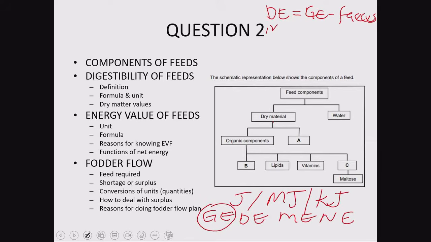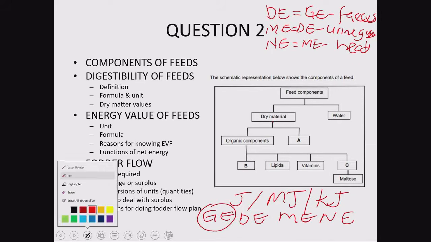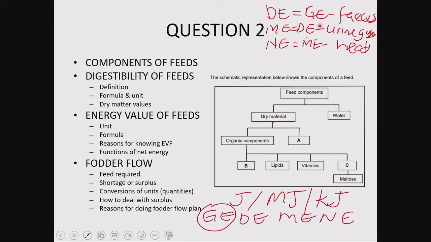The formula for metabolic energy is equal to DE minus urine and gases. So it's the energy that is lost through urine and gases. And NE is equal to ME minus heat. You see, once you get your digestible energy, you are able to calculate your metabolic energy. Once you get your metabolic energy, you are able to calculate your what? Your net energy. Or there's another formula where you can minus everything from gross.